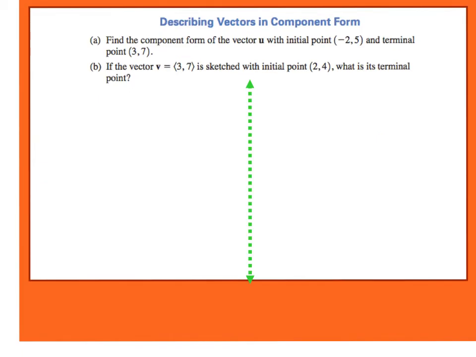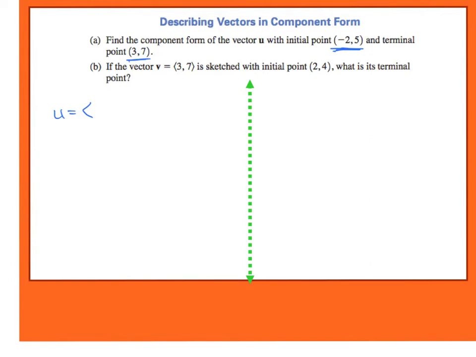Kate, go ahead and read for us. Find the component form of a vector u with the initial point -2, 5, and terminal point 3, 7. All right, fantastic. So I need to find the component form of vector u. So they tell me I have to call this thing u. Well, I have where I started and where I went.